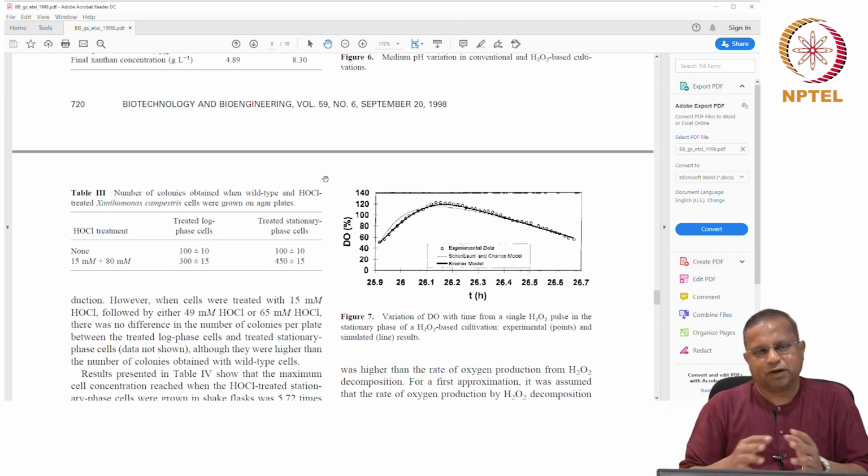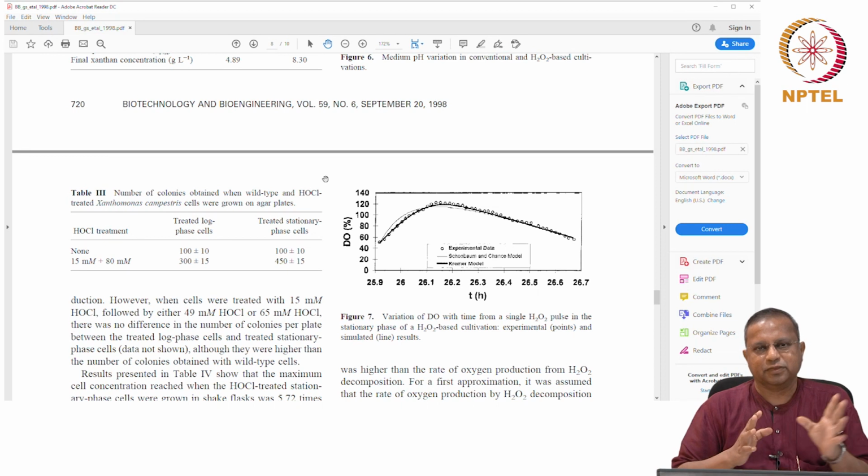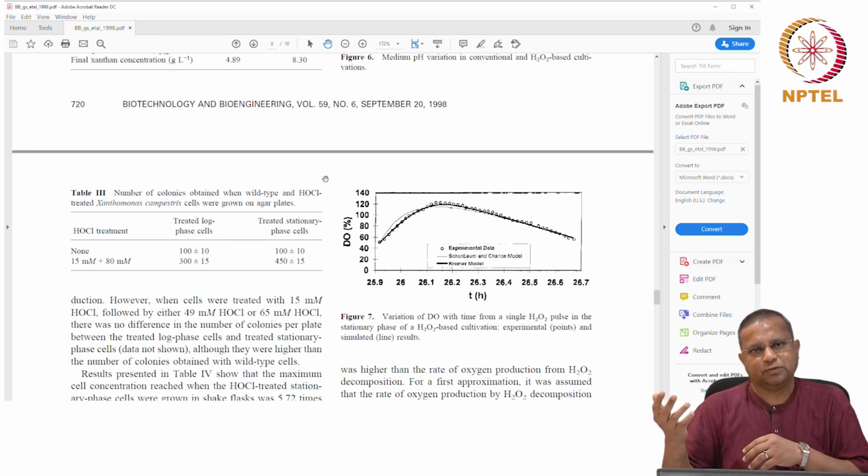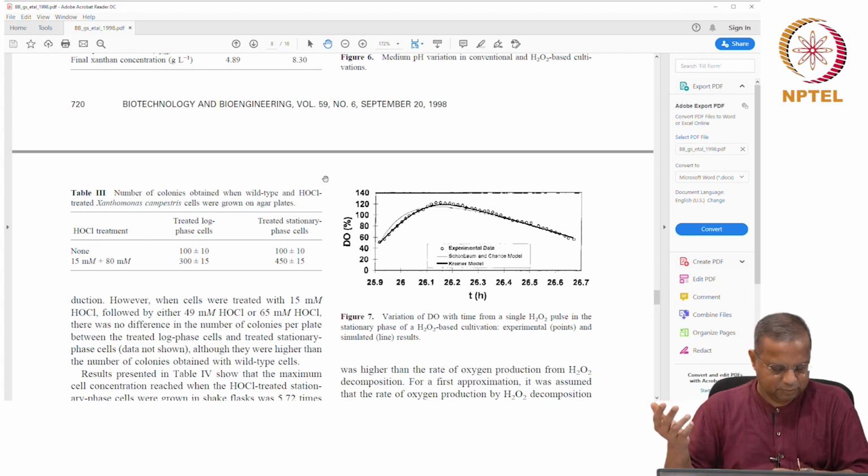So many other parameters on which we did the comparison. It was 15 paise per kilogram of oxygen. That was 2 rupees per kilogram of oxygen.